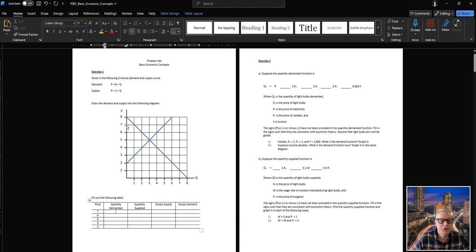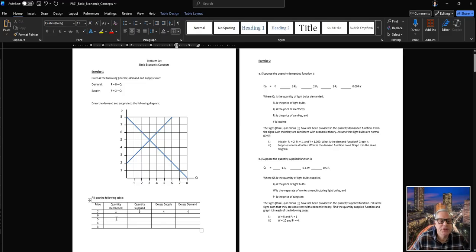So at the price of 7, what is quantity demanded? Well, that's 1. But what is quantity supplied at the price of 7? That's 5. So that means we have excess supply of 4 and no excess demand. Let's continue and put in quantity demanded.